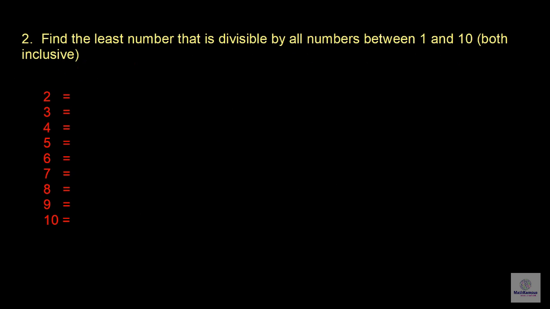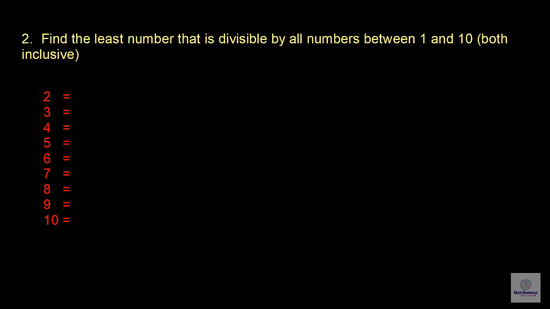Next, another LCM based problem. Find the least number that is divisible by all the numbers between 1 and 10. Both inclusive, 1 included, 10 included. 1 is divisible, 1 divides all numbers. So I have not taken that number.